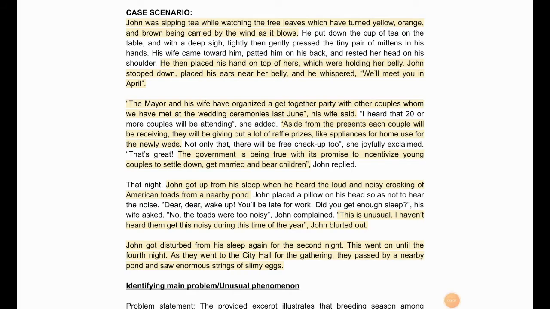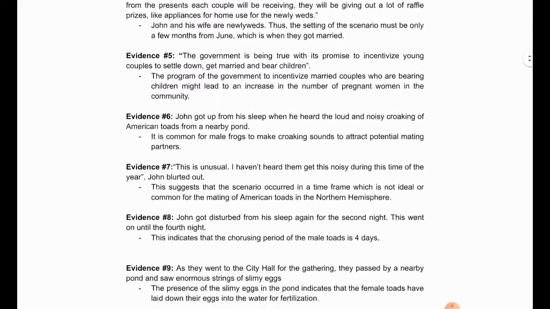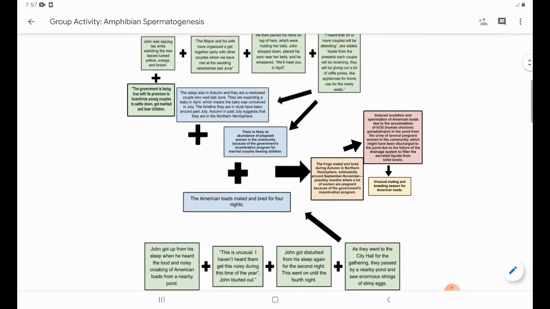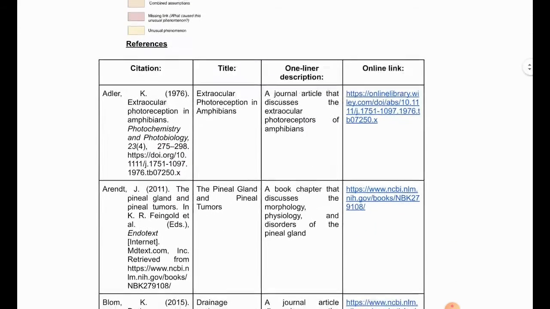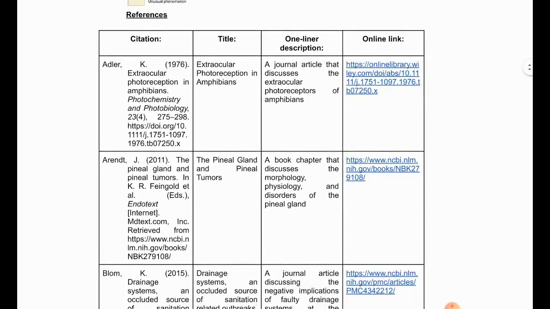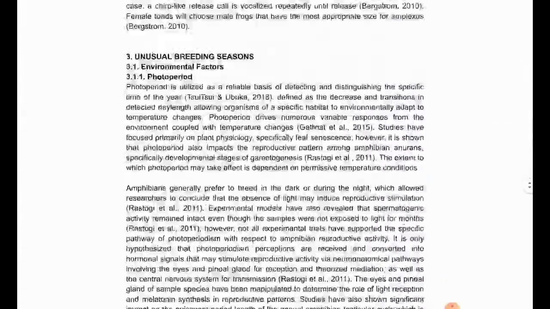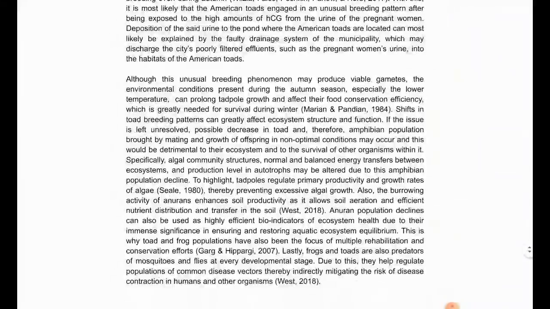Here's a sample output from one of my students. So they have highlighted the evidences extracted from the case. They even listed those down, and they organized the evidences in a diagram with color codes. They also searched for literature, and their search was thorough. So this is a very long list of literature they have gathered and reviewed, and they also wrote a very comprehensive discussion.